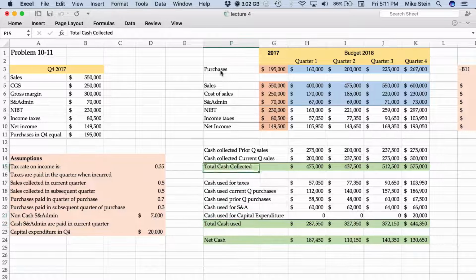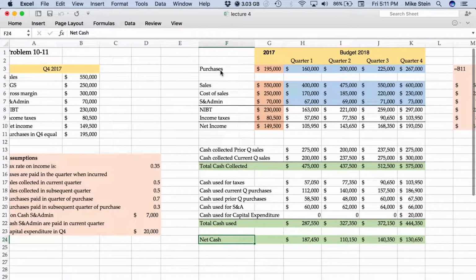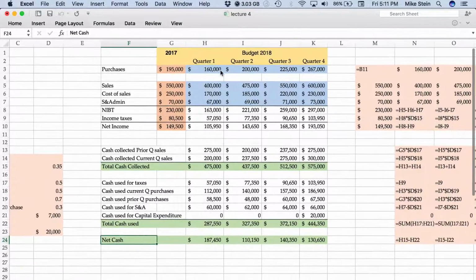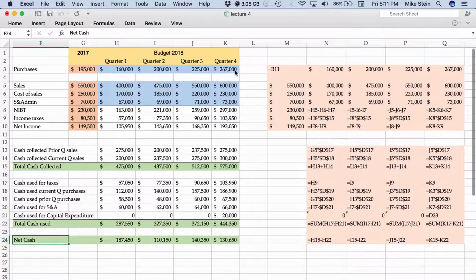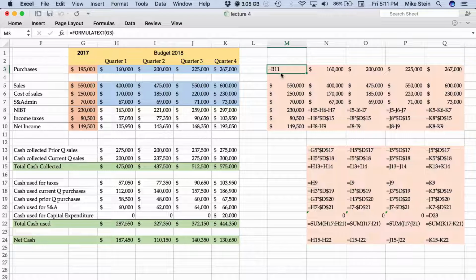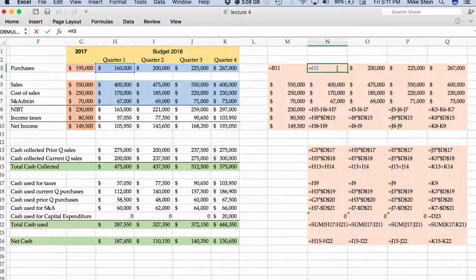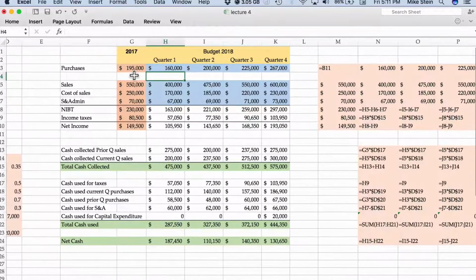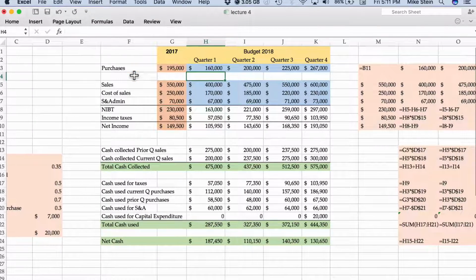Once I have the total cash collected and the total cash used, then we can calculate the net cash. Now, the other part of this, as you'll notice, let me just scroll over here, is I put in the formulas. So, for example, this cell refers to the formula over here, and this cell refers to the formula over there. As a result, you can see all of the formulas that I put in.